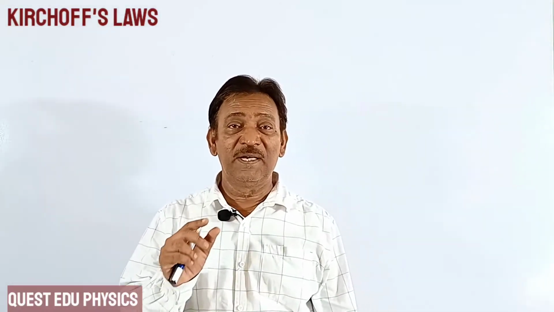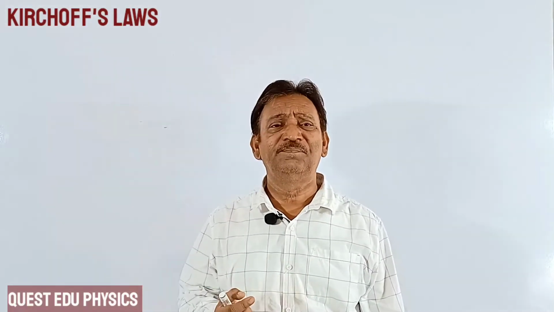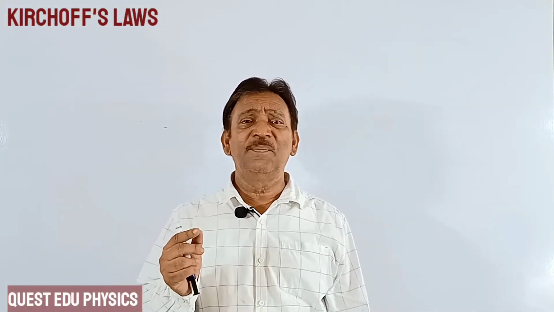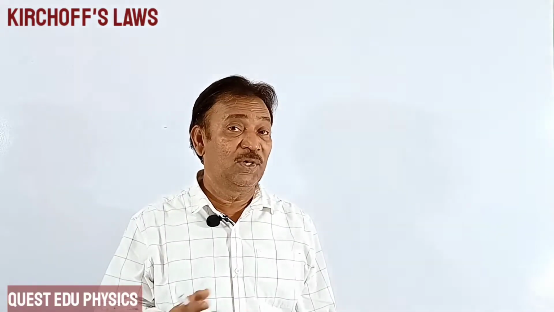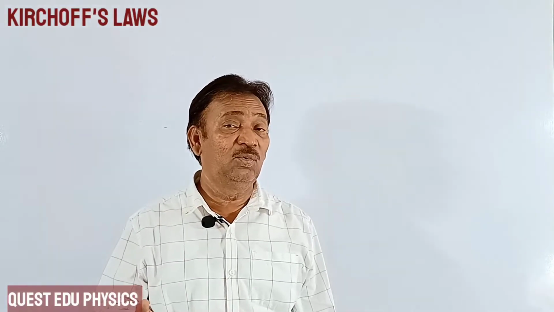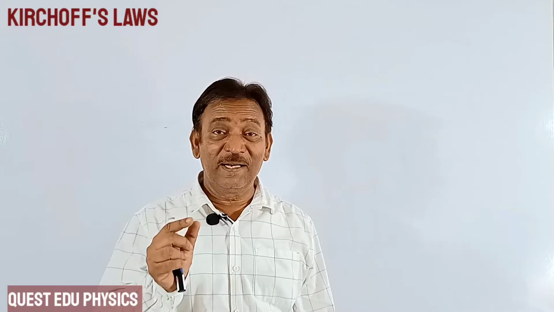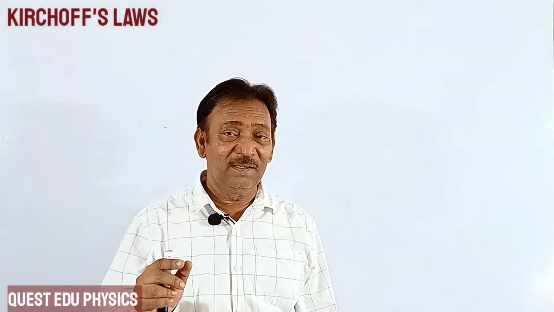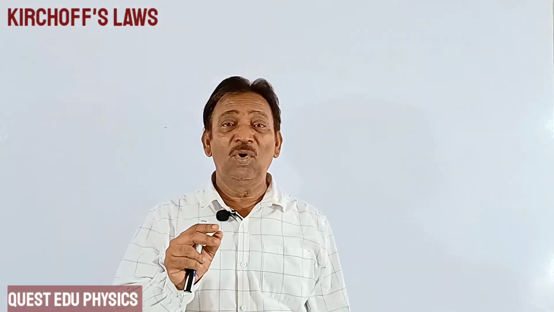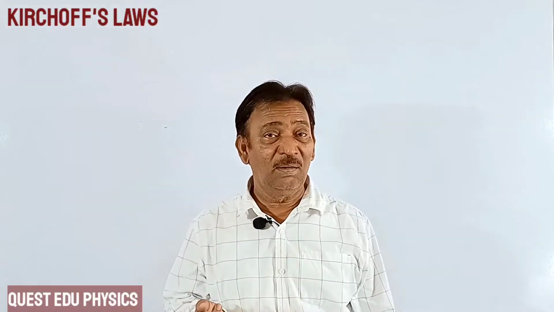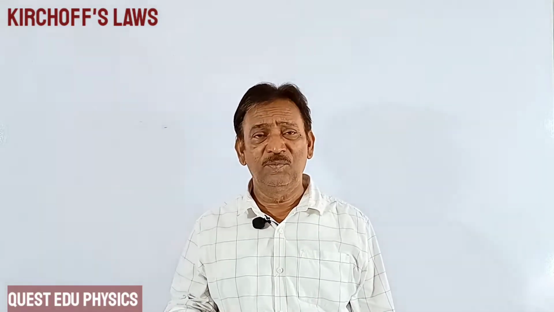Here you have to understand what a junction is. Simple, students, a junction is a meeting point. It is the meeting point of two or more circuit elements. In a circuit, there is a point where more than two circuit elements are meeting. Maybe some are active circuit elements and some are passive.